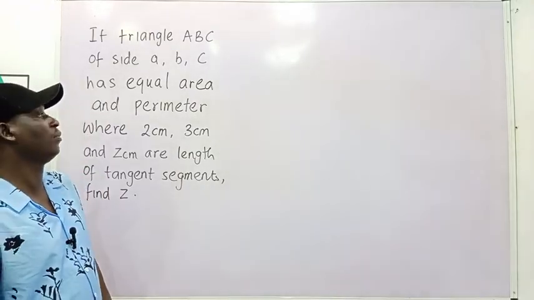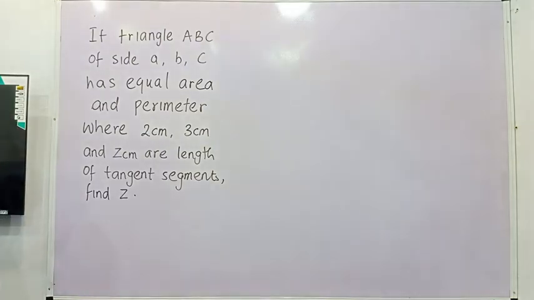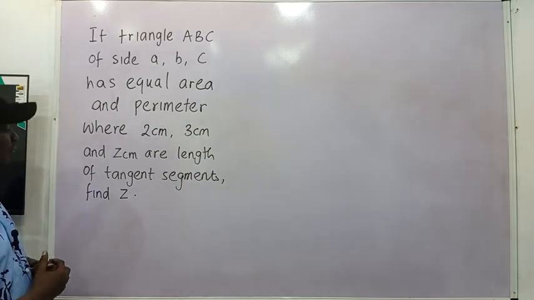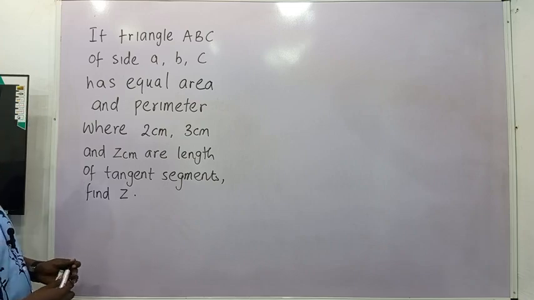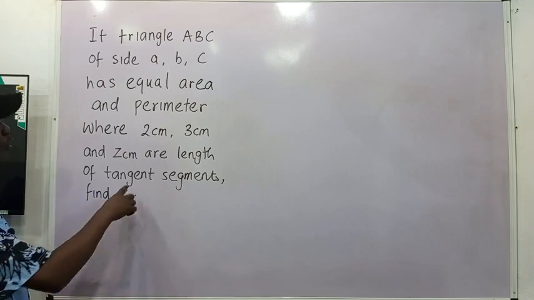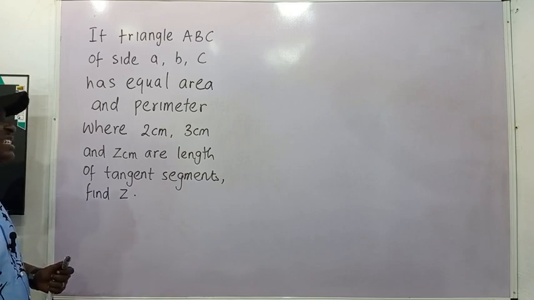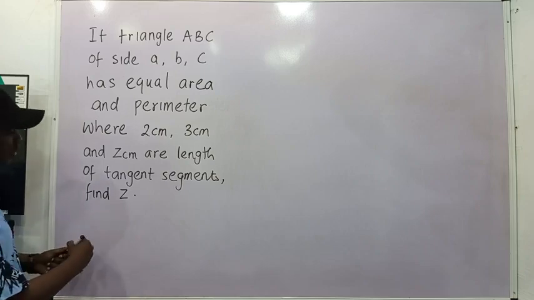We want to solve a problem on the triangle. The triangle given to us, let's say triangle ABC of sides a, b, c, has equal area and perimeter, and 2 centimeters, 3 centimeters, and Z centimeters are the lengths of tangent segments. Find Z. First of all, we need to know the meaning of tangent segment. A tangent segment is found when a circle is inscribed in a triangle.